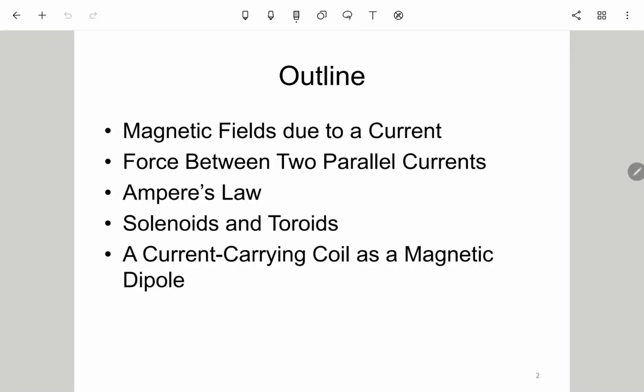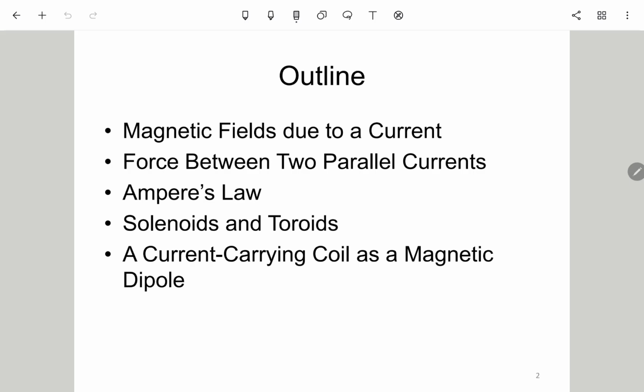Okay, so this is the outline of chapter 29. In this chapter, we learn how to evaluate the B field generated by some structure like a current, like a moving charge. Or actually, a moving charge is like a current. The outline here is the B field due to a current, then the force between two parallel currents, and then Ampere's law.